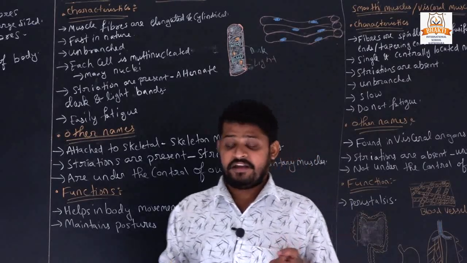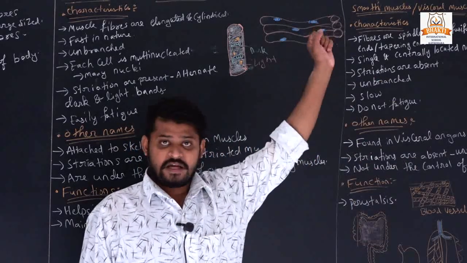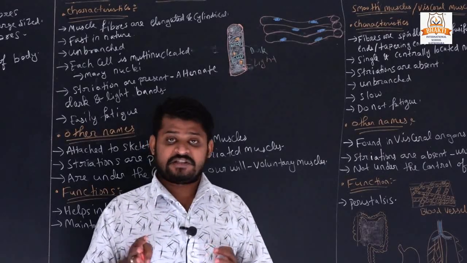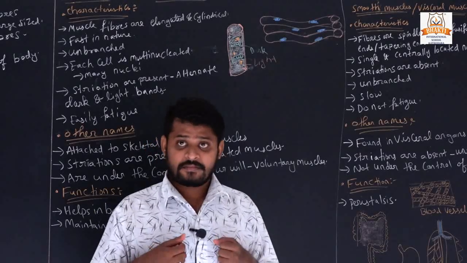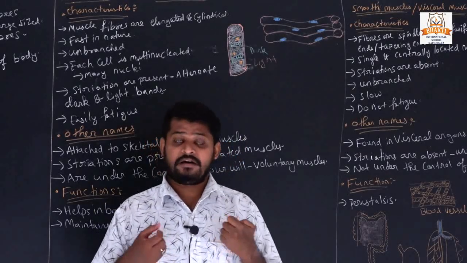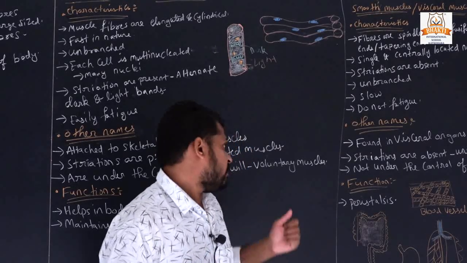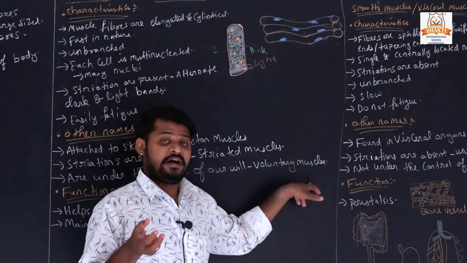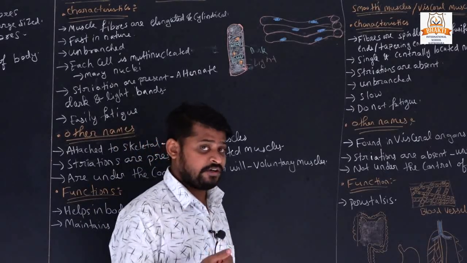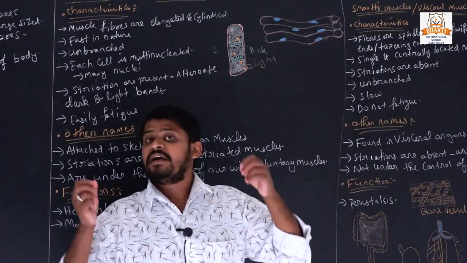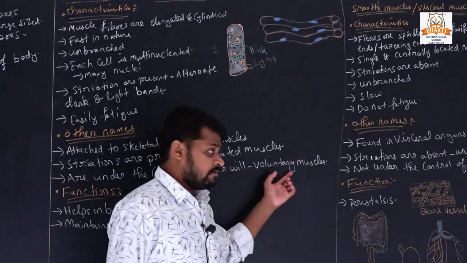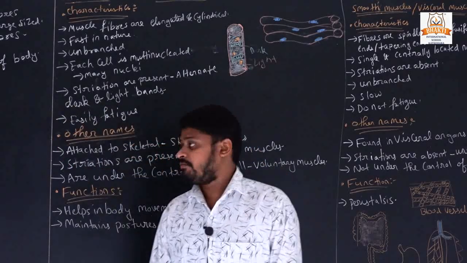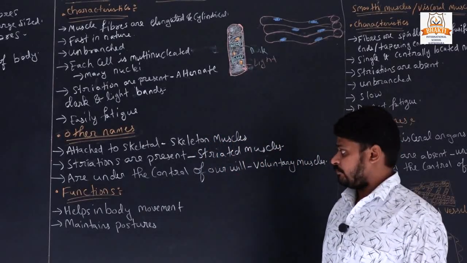Means if I want to raise my hand, put it down, run, or walk, all these functions are controlled by me, I control all these functions. That's why it is called voluntary muscles. What is voluntary? If they are in my own control, that is voluntary. If I am not able to control that, that is involuntary. So skeletal muscles are voluntary muscles because they are in control of our will.